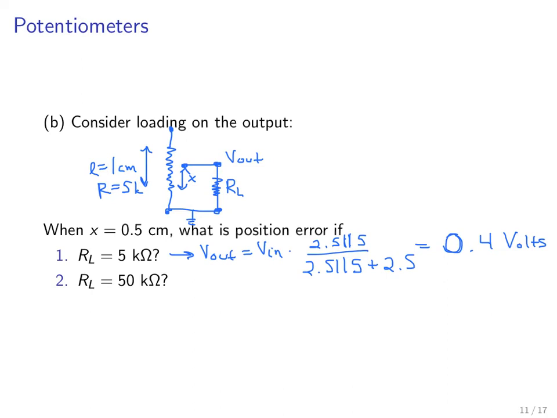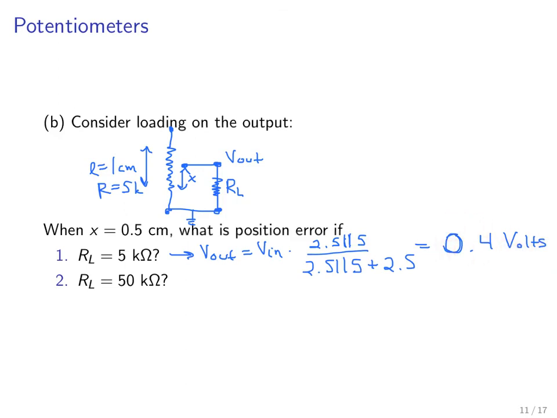Okay, here's my solution. In this case, we can write down the voltage divider equation here. In this configuration, Vout is equal to the input voltage times this voltage divider expression. We have the 5 kiloohm load impedance in parallel with half of the potentiometer impedance if X is 0.5 centimeters. So that's the 2.5 kiloohms here, so it's 5 parallel 2.5. That is forming a voltage divider with the upper half of the potentiometer, which is another 2.5 K. If we calculate all the algebra out, we get 0.4 volts for Vout.